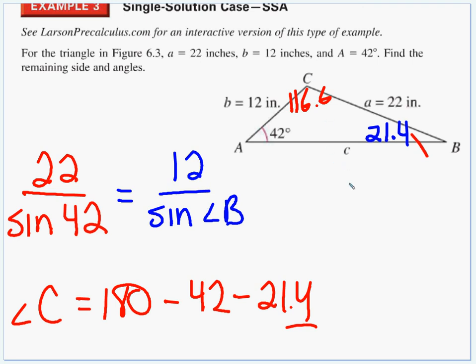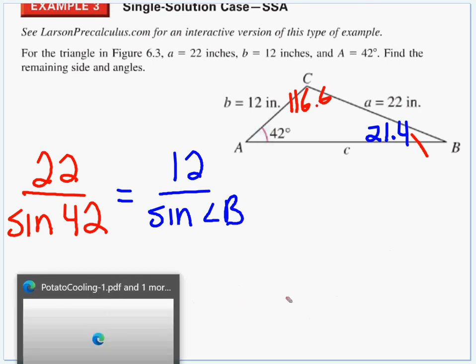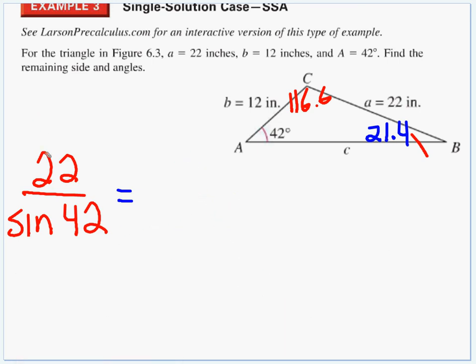And now all we got left to find is side c. And we've got our law of sines. So I'm going to go back to that red one. I'm going to leave that there, the 22 over the sine of 42. And now I'm going to set that equal to c over the sine of 116.6.